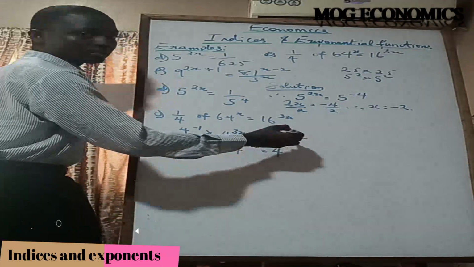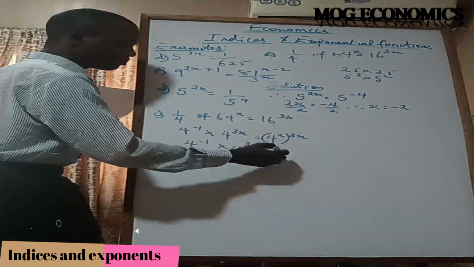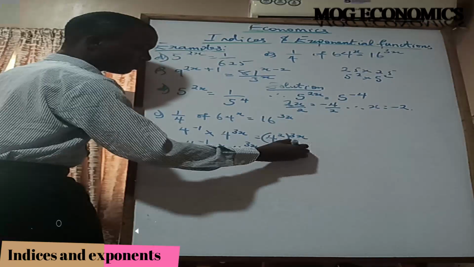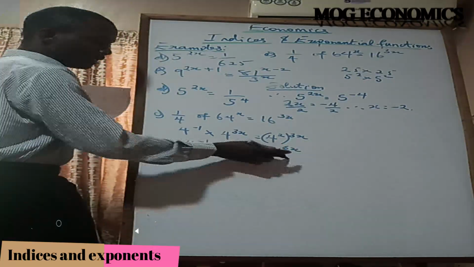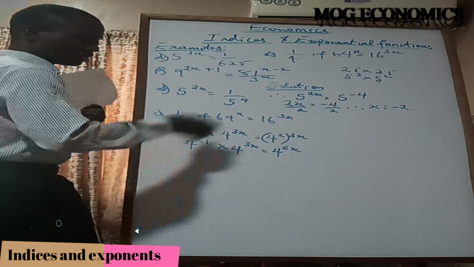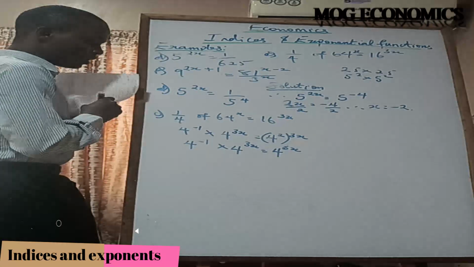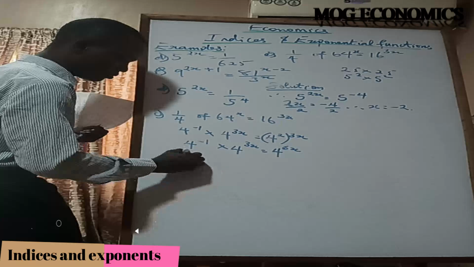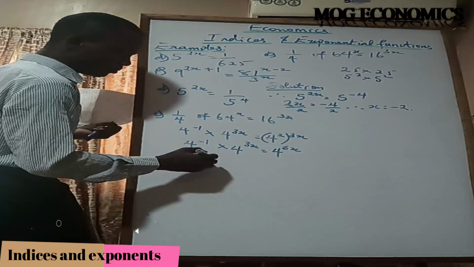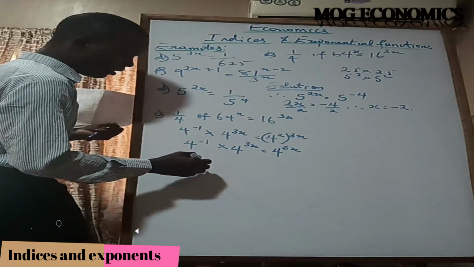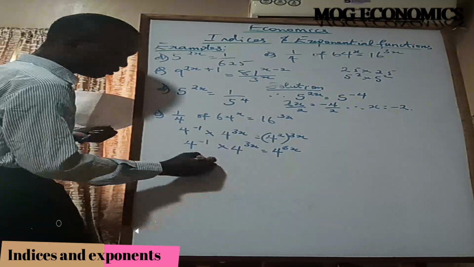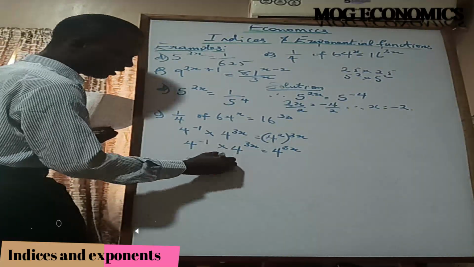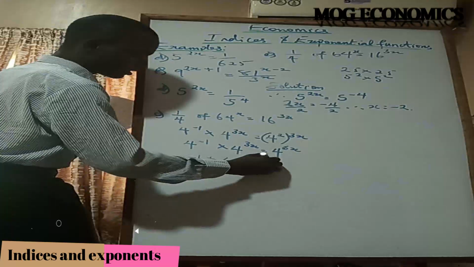Then 2 times 3x, multiplication of powers, that gives power 6x. Now that everything is in base 4, we can just take the bases away and begin to deal with the indices. So you have minus 1, then this times means plus 3x, and equals 6x.